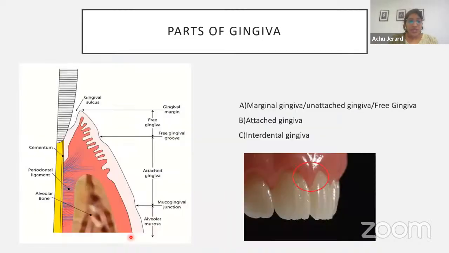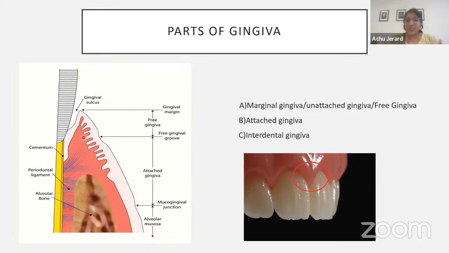So this is the marginal gingiva. We'll see each of it in detail. The marginal gingiva is free, unattached. That is what is called the marginal gingiva, which surrounds the neck of the tooth. This is free and unattached, so you can separate it from the tooth with the help of a periodontal probe. When we insert a probe, you can easily separate this marginal gingiva.